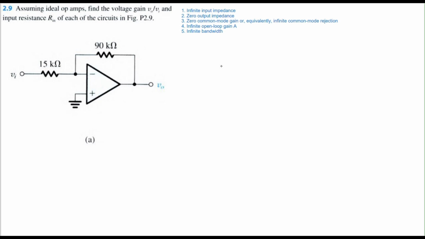Solve problem 2.9 from Microelectronic Circuits 8th edition by Sedra and Smith. Assuming ideal op amps, find the voltage gain and input resistance of each of the circuits. So there's 4 total. We're going to start with circuit A.